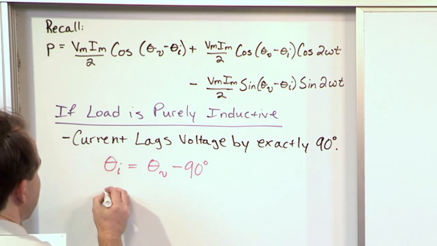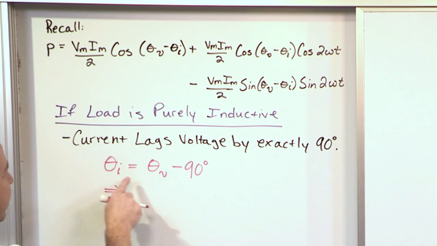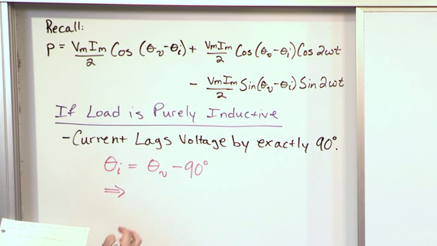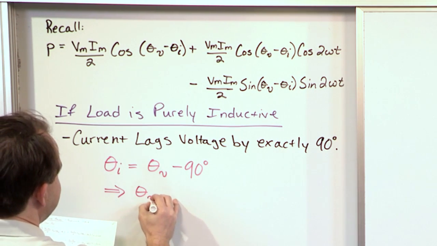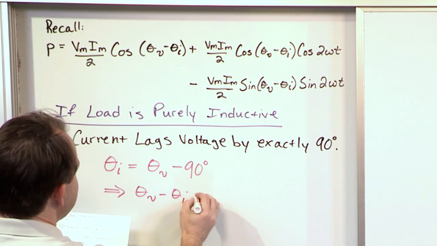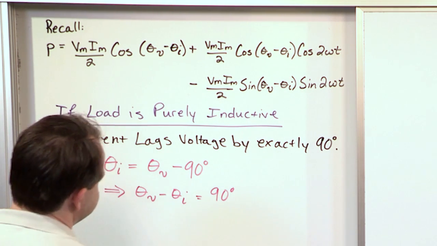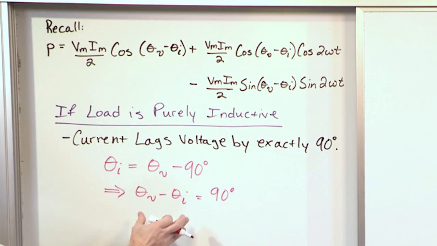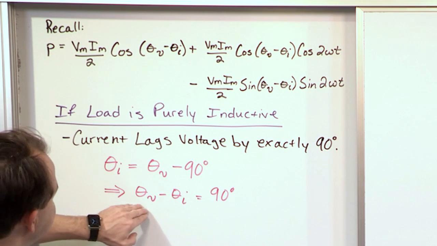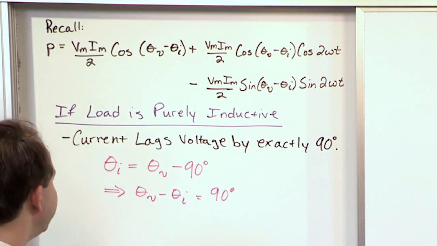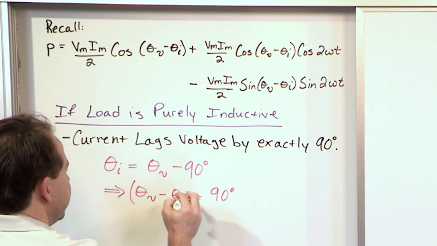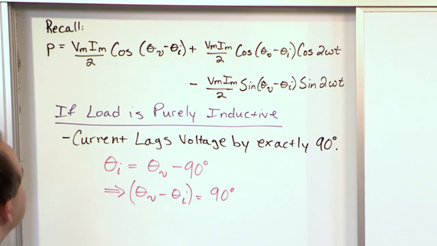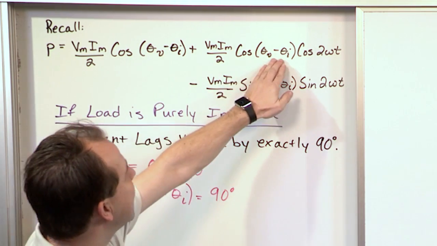Another way to rewrite this, the layman's terms way to put it, is if you rearrange things a little bit, what it's basically saying is theta V minus theta I is 90 degrees. Move the theta I over here, move the 90 degrees over there, boom, you get this. Why do we write it like this, theta V minus theta I? I can even put parentheses around it. The reason is that this equation has theta V minus theta I everywhere.